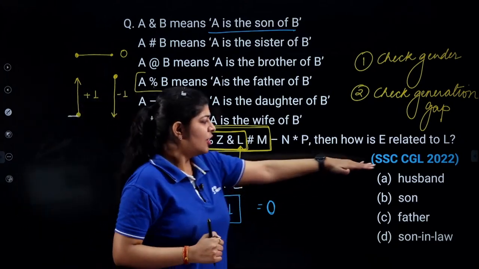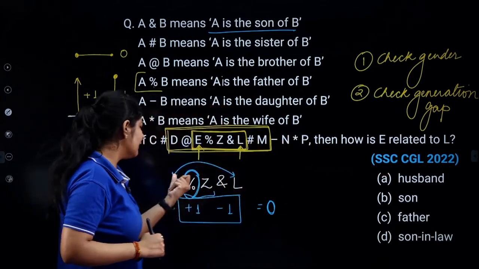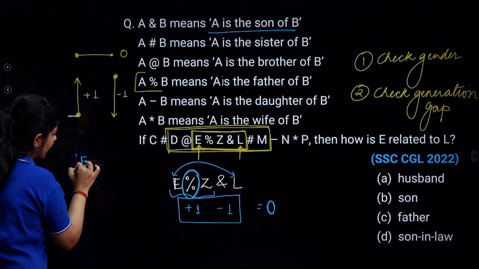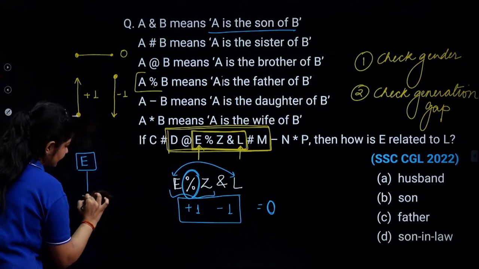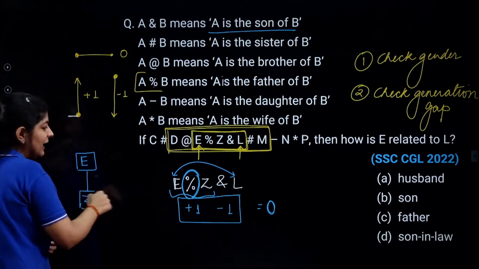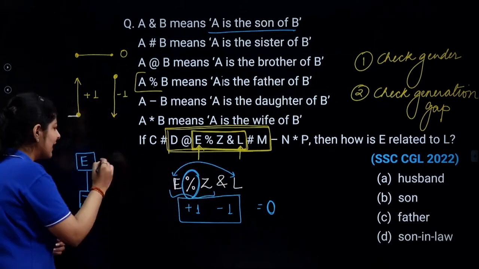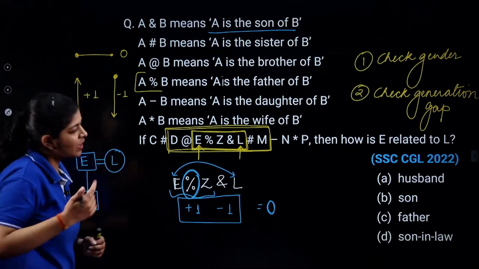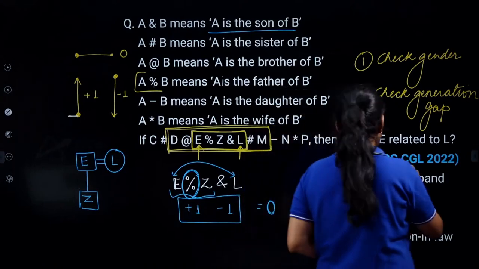Okay. So basically we can say that if E is a male, and if I want to draw the diagram, I can draw the diagram like this. And if Z is a son of L, then by default we can say that L is a female and L is the wife of E. So basically the correct answer over here is option number A.